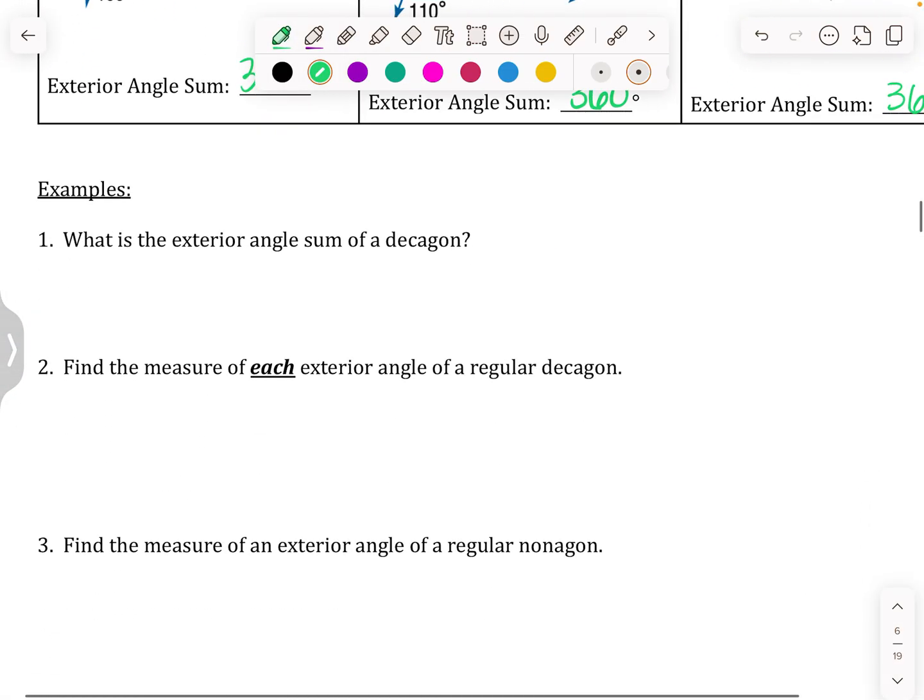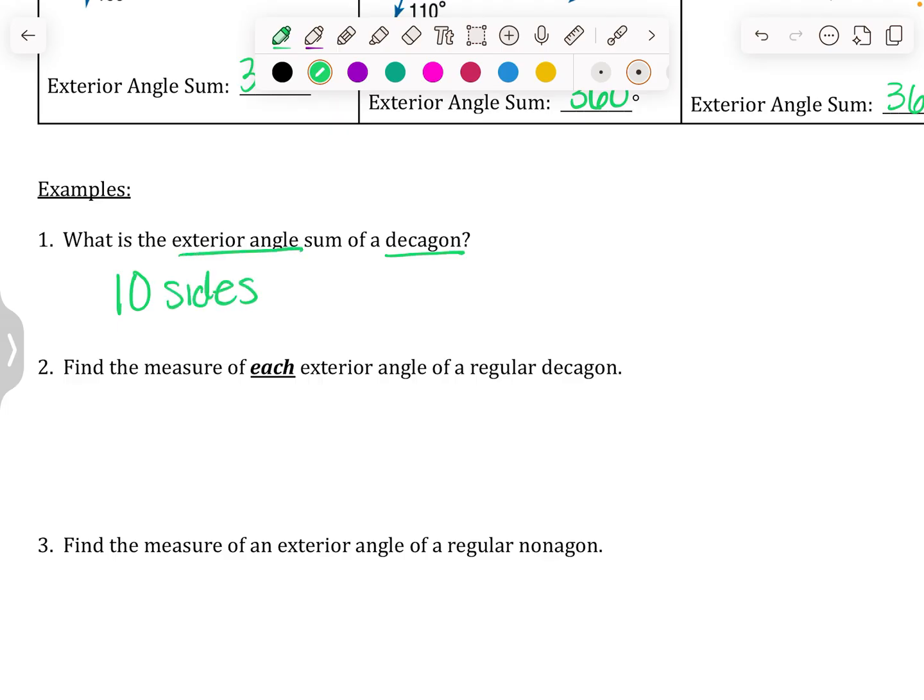So the exterior angle sum of a decagon. Do you know how many sides a decagon has, Ava? No. Mia, do you know how many sides a decagon has? 4. 10 sides. So a decagon is 10 sides, but the exterior angles always add to 360 degrees.